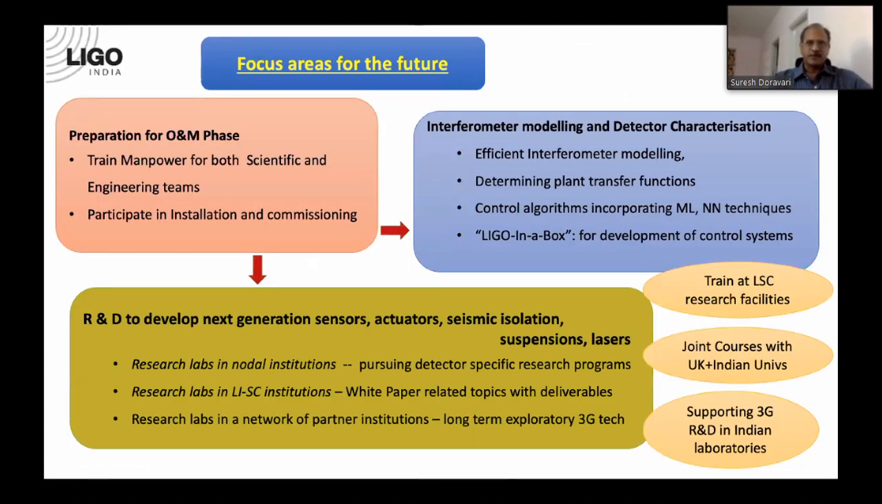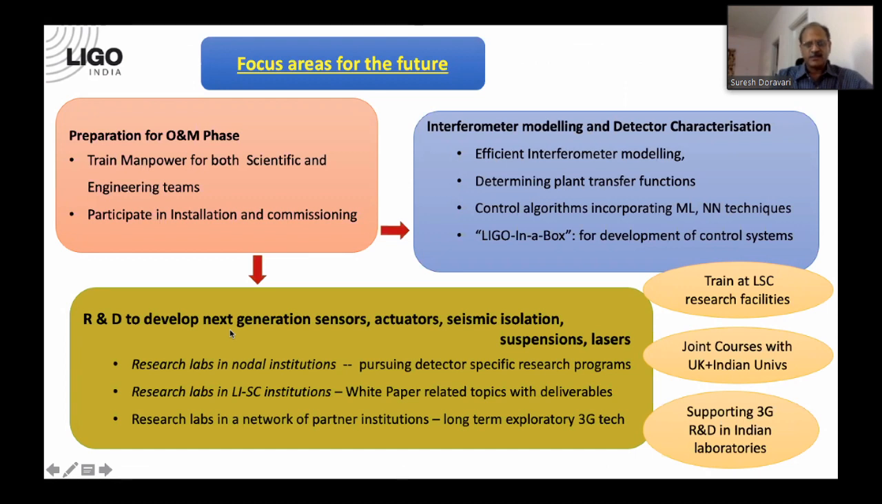So I would like to wrap up by saying what are the various directions in which one typically thinks of in terms of practical experimental work. IUCAA's role is to prepare the manpower for the operations and maintenance phase, as well as the installation and commissioning phase of the interferometer, the LIGO-India. This takes two directions. One is interferometer modeling and detector characterization. This is largely a data analysis job, but more on the practical interferometer side. In order to do this, you have to have an in-depth knowledge of how the detector works.